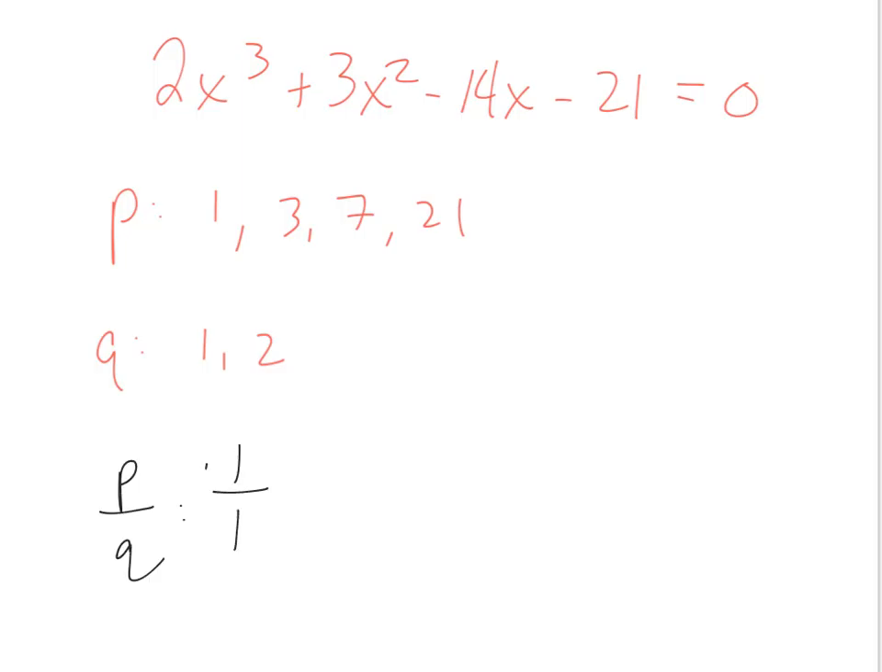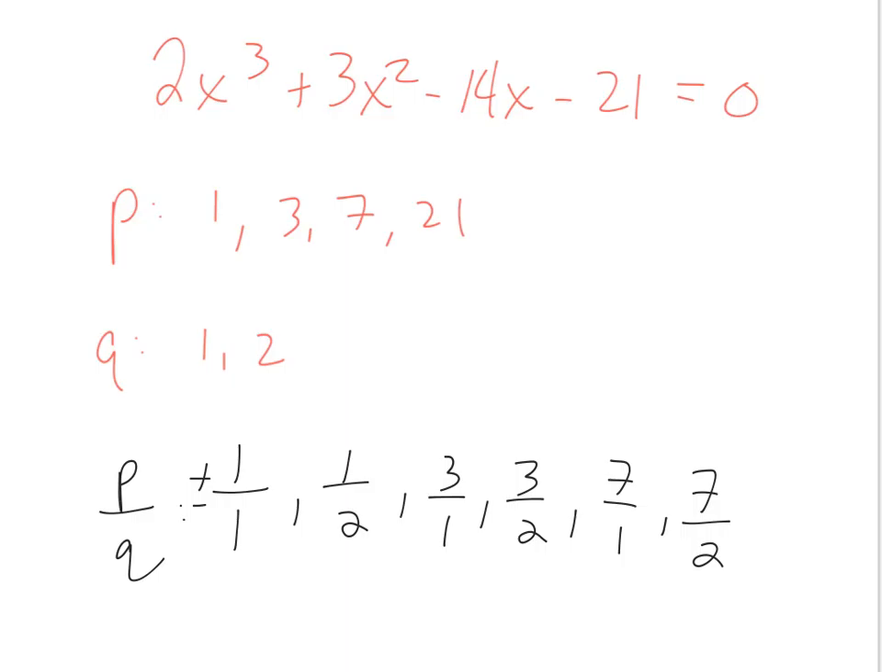Start with 1 over 1, and these are all plus or minus. Start with 1 over 1, and then 1 over 2. 3 over 1, 3 over 2. 7 over 1, 7 over 2. And if anything repeats itself, you don't repeat it, but here it does not. 21 over 1, and 21 over 2. All right, so clearly there are 8 options, but since there's plus or minus, there are actually 16 options here.